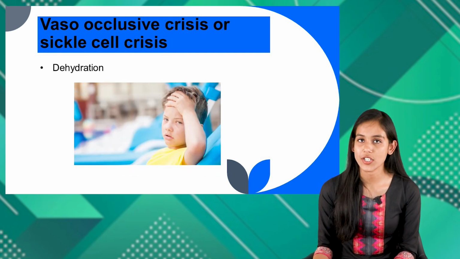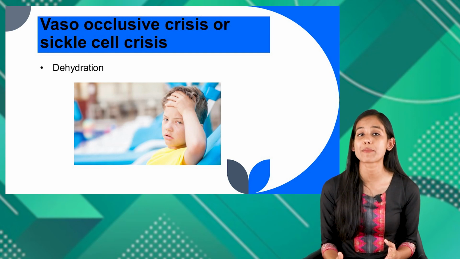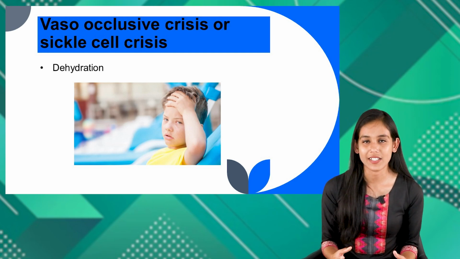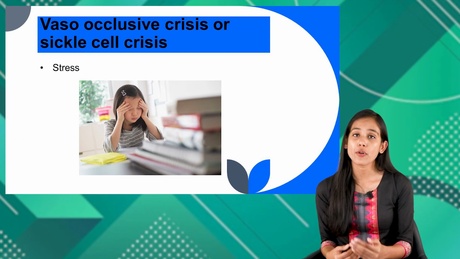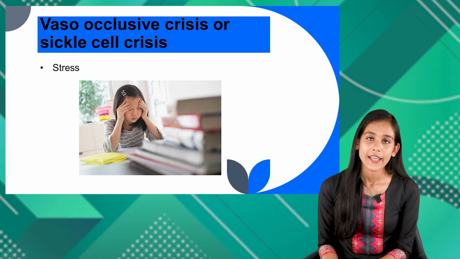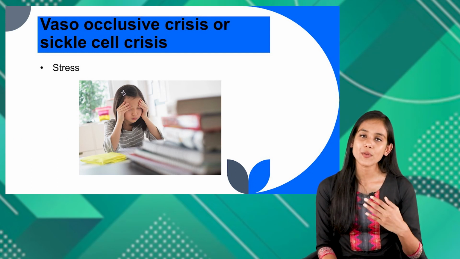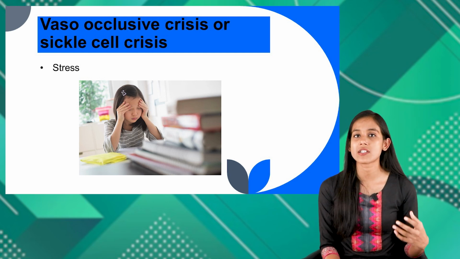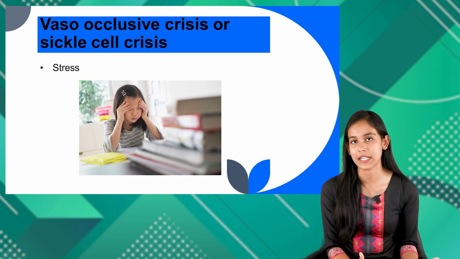Next, if there is dehydration. So in case of dehydration, what happens? The blood becomes thick, right? And the demand for oxygen also increases again. So again, this is a factor which can aggravate the sickle cell crisis.